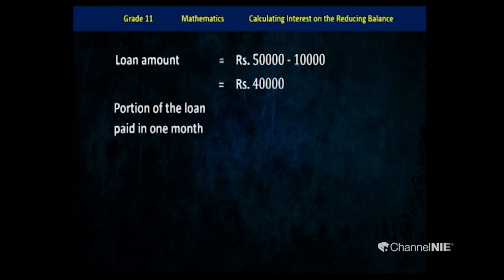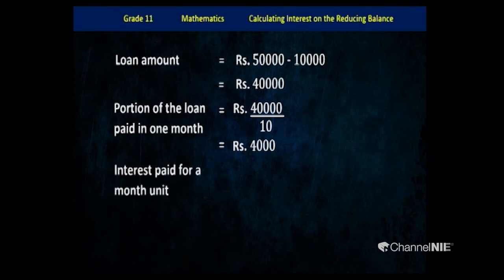After that, portion of the loan paid in 1 month. Per month, how much do you have to pay? You can remember in the question they told us you have to pay this loan in 10 months. Therefore, 40,000 divided by 10. Answer is 4,000 rupees. That means from this loan without interest you have to pay only 4,000 rupees per month. That is without interest. Now let's see how much interest you have to pay for this 4,000.